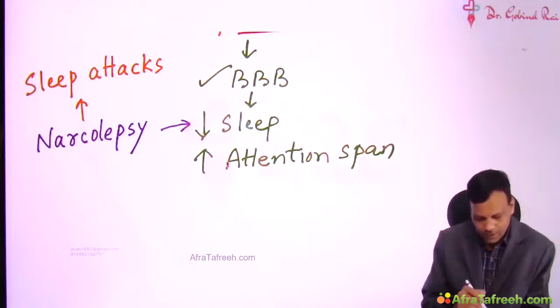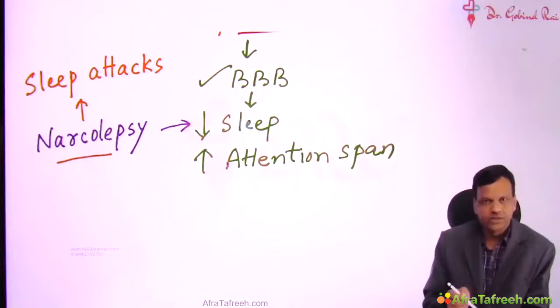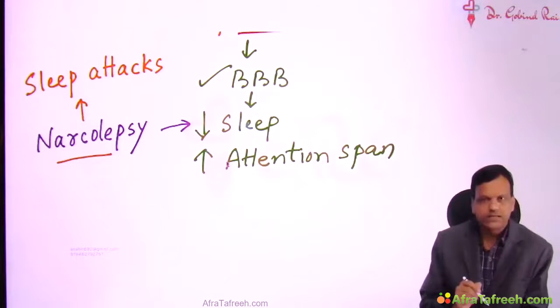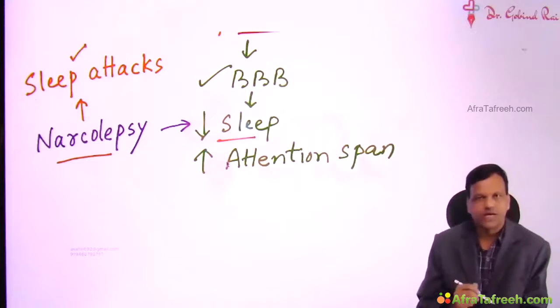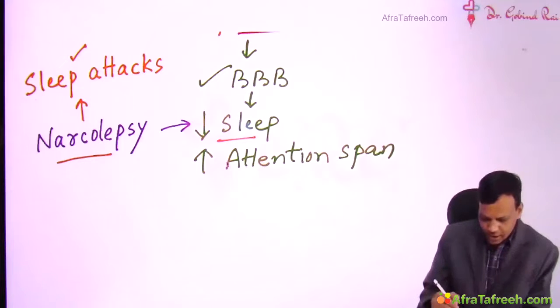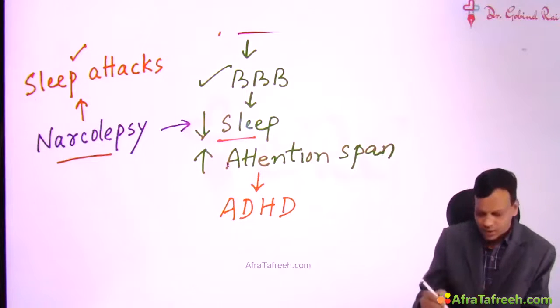So you can assume a person is driving a bike, suddenly sleeps. A person is swimming, suddenly sleeps. So it can lead to fatal accidents. So we do not want these sleep attacks. So we give a CNS stimulant drug like amphetamines. They decrease sleep, so that will lead to a decrease in the number of sleep attacks. Now the second action of increasing the attention span is utilized in a disease called attention deficit hyperkinetic disorder, ADHD. This is a disorder seen commonly in children.